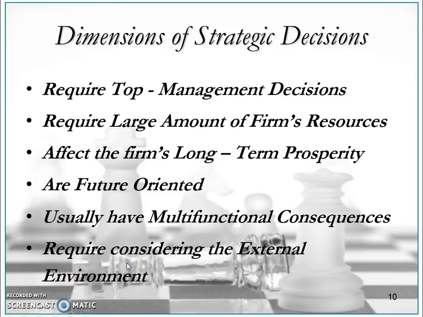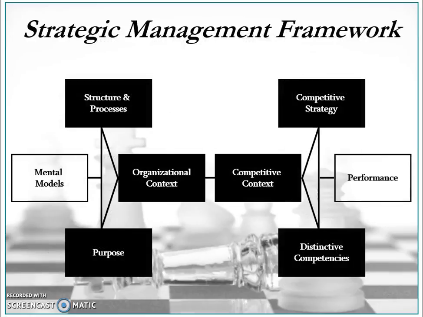We are not only looking at the internal aspects, we are also supposed to look at the remote environment, the operating environment, the macro or the immediate operating environment where the organizations are working. So these are some of the major dimensions that affect the strategic decision making process. Taking these dimensions and considerations in mind, now let's try and look at the strategic management framework.